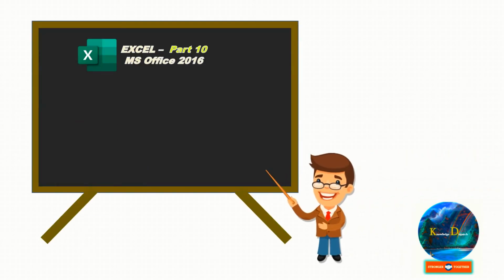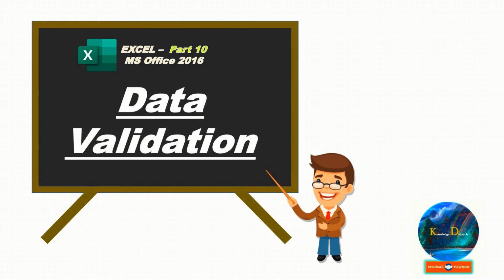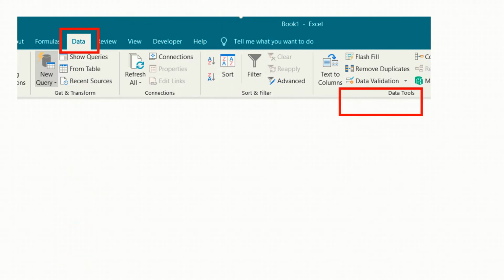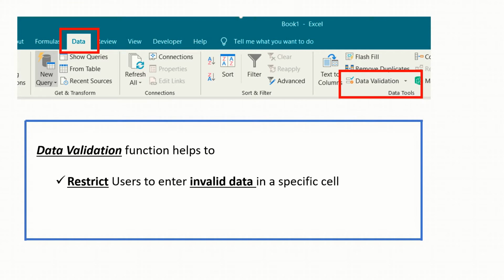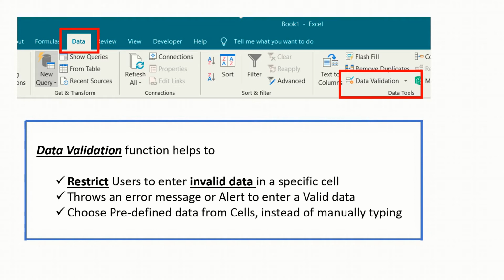In this video, we will have a look at an important function in Excel called data validation. The data validation function is available in the Data tab under the Data Tools segment. It helps to restrict users from entering invalid data in a specific cell and throws an error message or alert to enter valid data. It also helps to choose predefined data from the cells instead of manually typing.